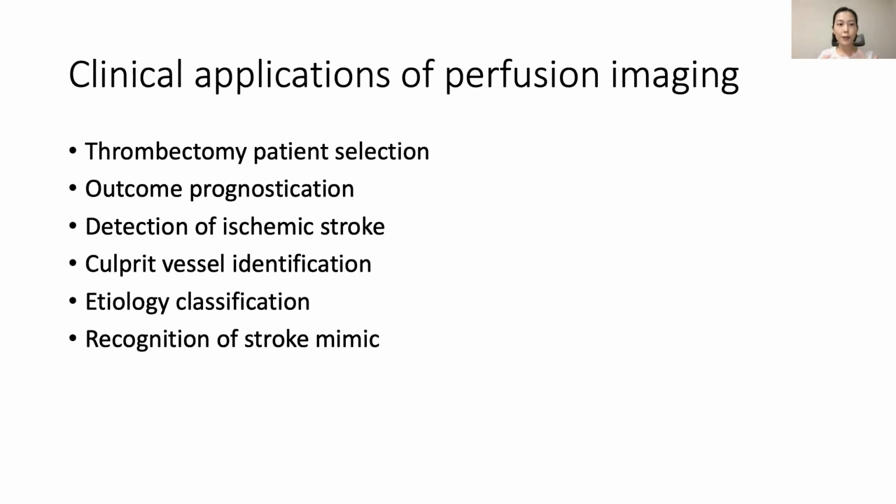So obviously the first and most important clinical application of perfusion imaging is thrombectomy patient selection, but it also serves additional purposes like prognosticating the outcome. If they have a large penumbra and we don't do thrombectomy, they're probably going to have a bad outcome. There's also detection of ischemic stroke to begin with, and identifying the culprit vessel depending on which area of ischemia we see. Sometimes it helps us classify the etiology, and a lot of times it helps us recognize stroke mimics too.